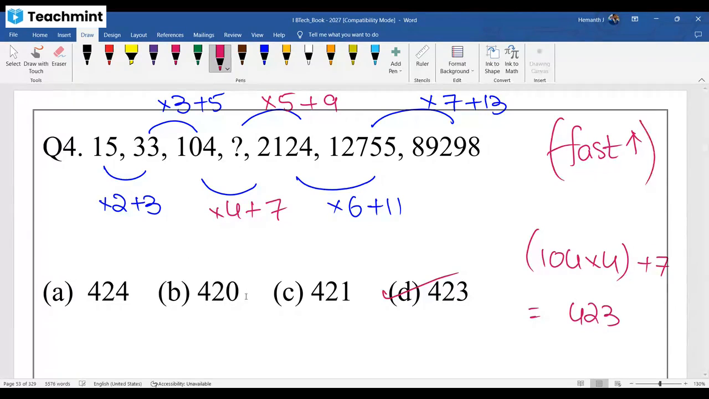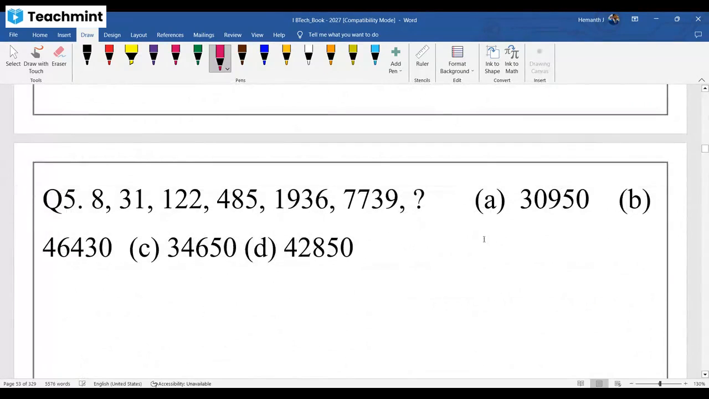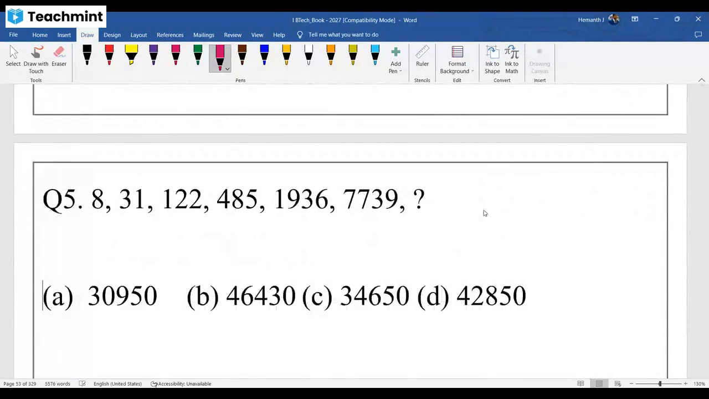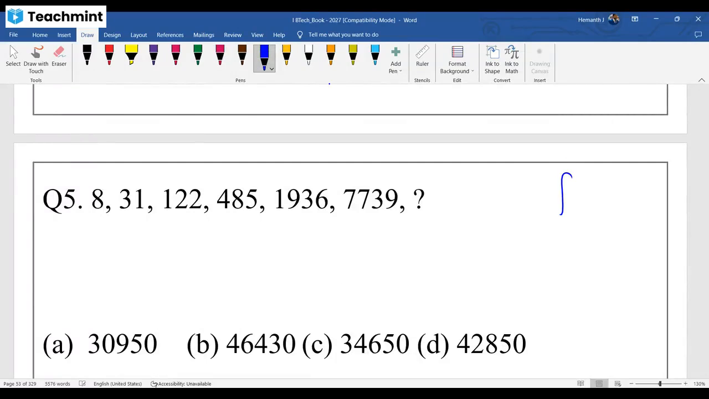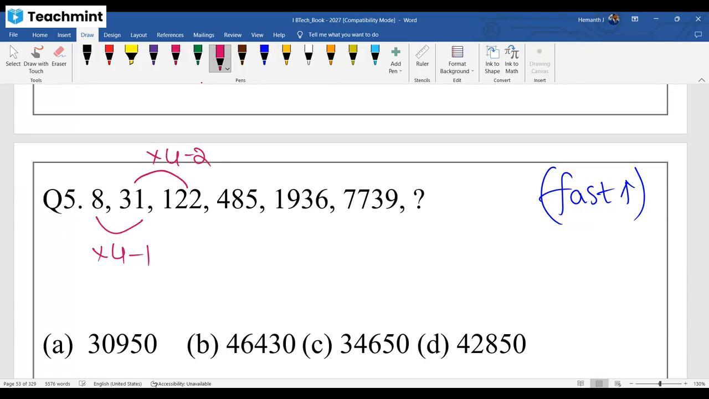Slow increase, slow decrease. This question also comes under starting with 8. Options are in 30,000 plus. Definitely fast increasing, so connect with multiplication. Multiply by 4, subtract 1. Multiply by 4, subtract 2. Multiply with 4, subtract 3. Multiply with 4, subtract 4.